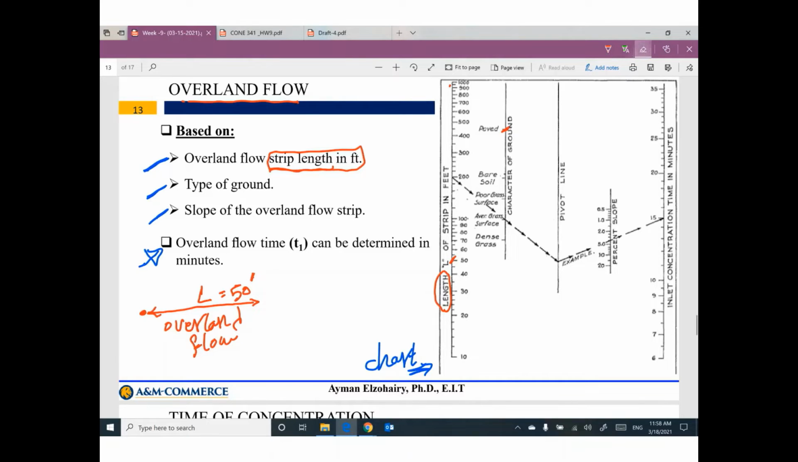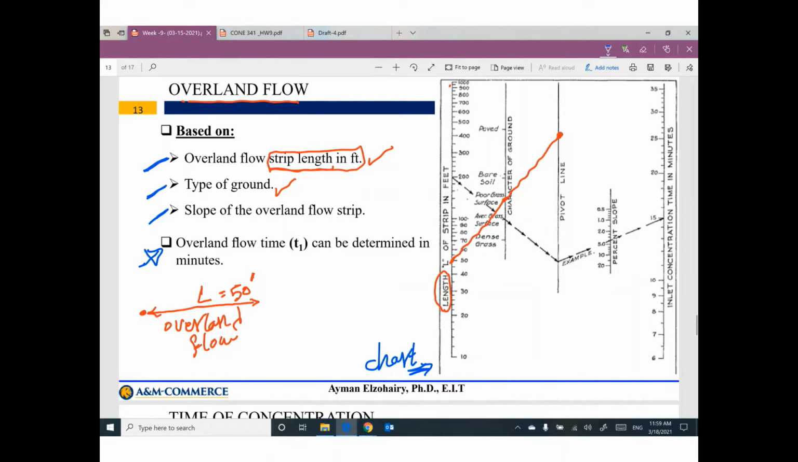Okay, let's choose another one, not paved. Poor grass surface. We have grass, but it's very poor. Go ahead and draw a line between the strip length and the type of surface and extend this line. So we are done with the strip length. We are done with the type of ground surface.